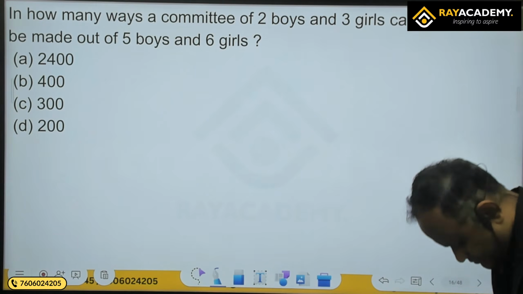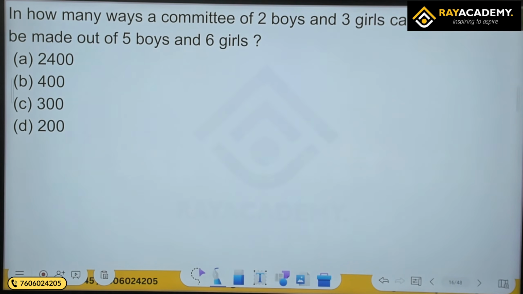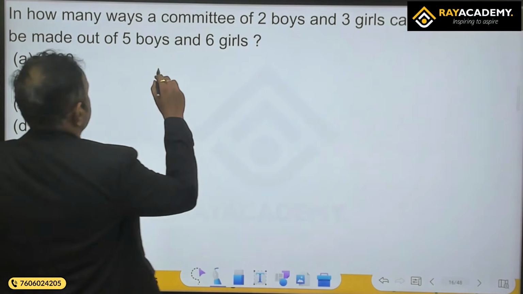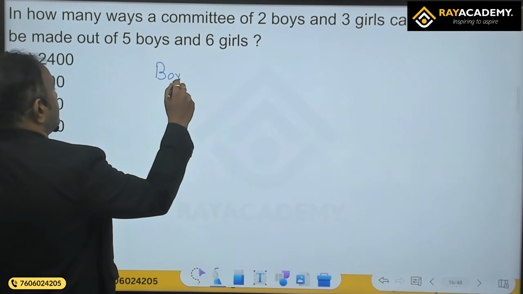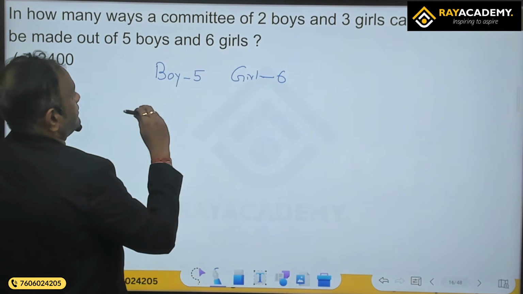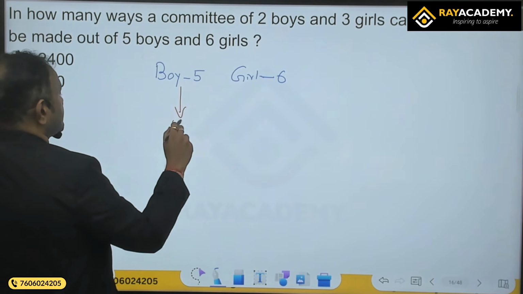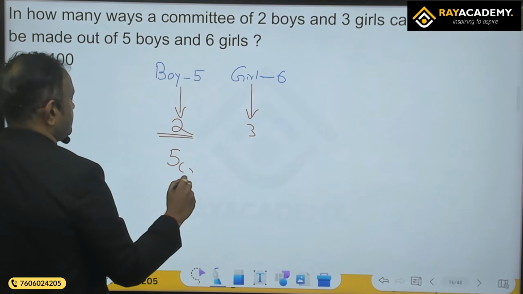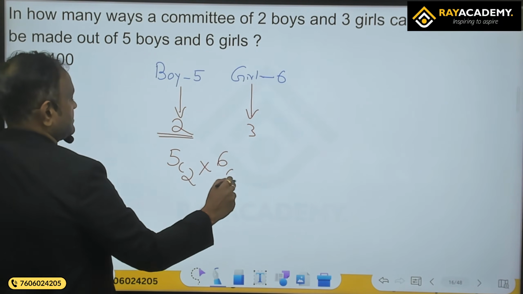Next question. In how many ways can a committee of 2 boys and 3 girls be made out of 5 boys and 6 girls? Okay, this is also a clear case of selection. So how many boys are there? Boys 5, girls 6. So you have to select 2 boys and you have to select 3 girls. So that can be done in how many ways? 5C2 ways and 6C3 ways.